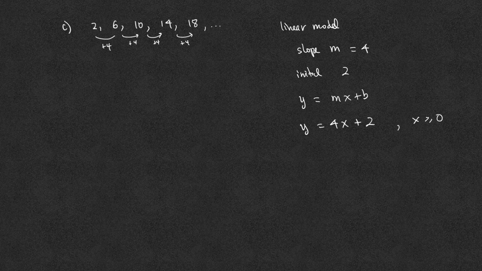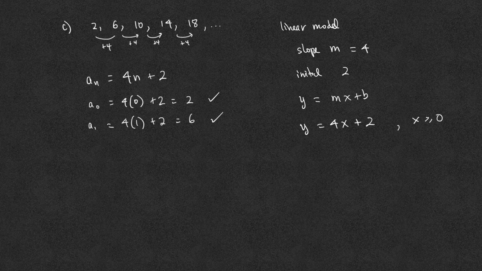So we can use the formula a sub n equals 4n plus 2 for the nth term in this sequence. We can check that when n equals 0, we have a sub 0 equals 4 times 0 plus 2, which is 2, the first term. When n is 1, we have a sub 1 equals 4 times 1 plus 2, which is 6, the second term. When n equals 2, we have a sub 2 equals 4 times 2 plus 2 equals 10, which is the third term.